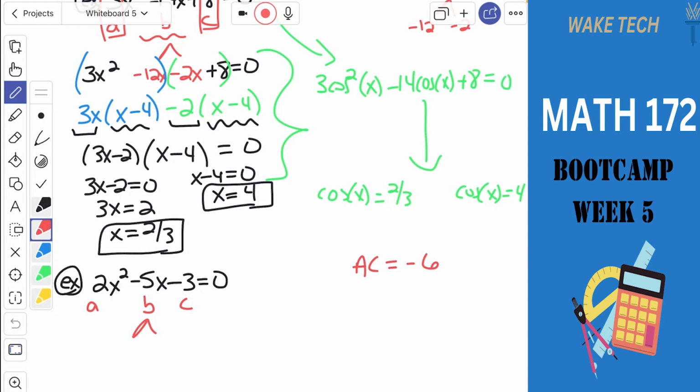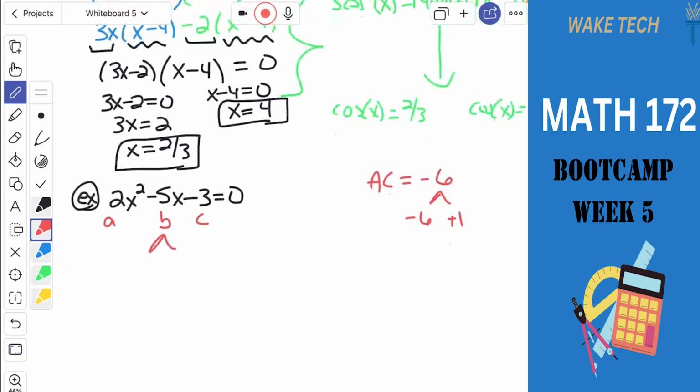So factoring by grouping, we multiply a times c, that gives us the -6 we already mentioned. But we then need to find two numbers that multiply to -6 and add to -5. The two numbers that do that are -6 and +1. What that tells us is that we can separate that -5x term into -6x plus 1x. The first term and the last term stay exactly the same. But now we have 4 terms and can factor by grouping.